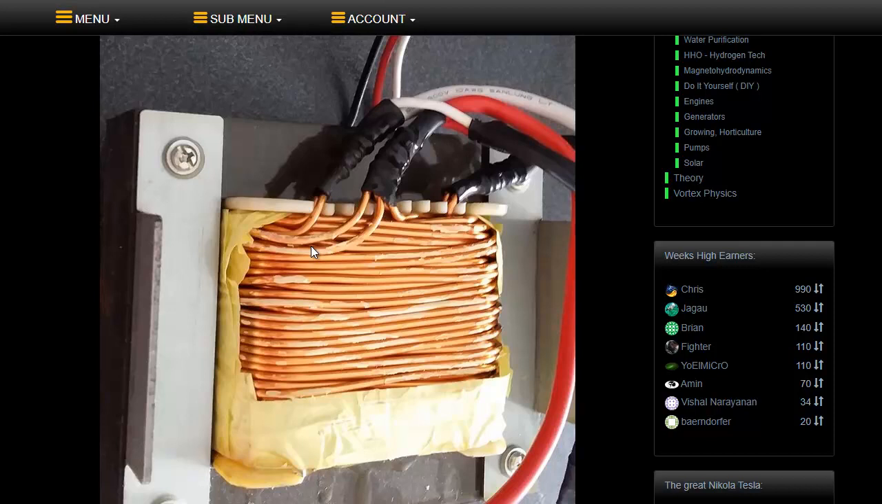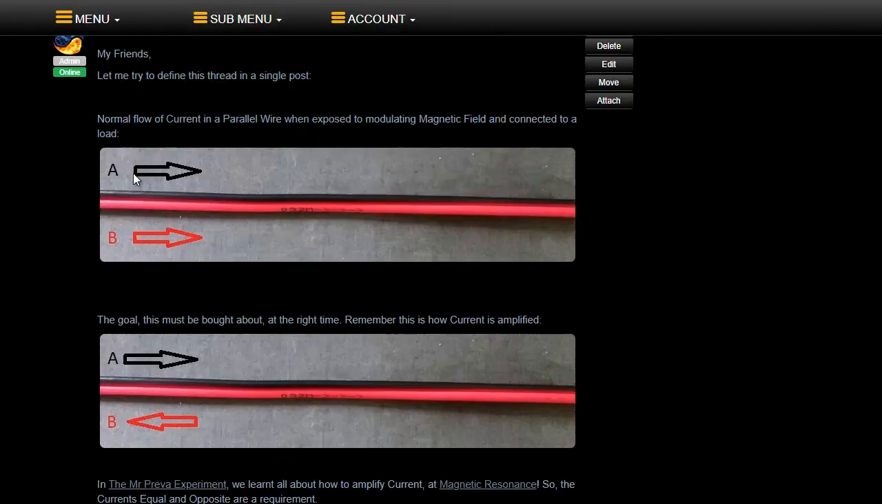Now what I wanted people to think about, and people don't seem to take the time to think about it unless they're encouraged to, was this. Okay, the normal flow of current in a parallel wire exposed to a modulating magnetic field and connected to a load: in the parallel wire we would have current that flows in both the same directions. What I wanted people to think about, the goal, this must be brought about at the right time. Remember, this is how current is amplified.